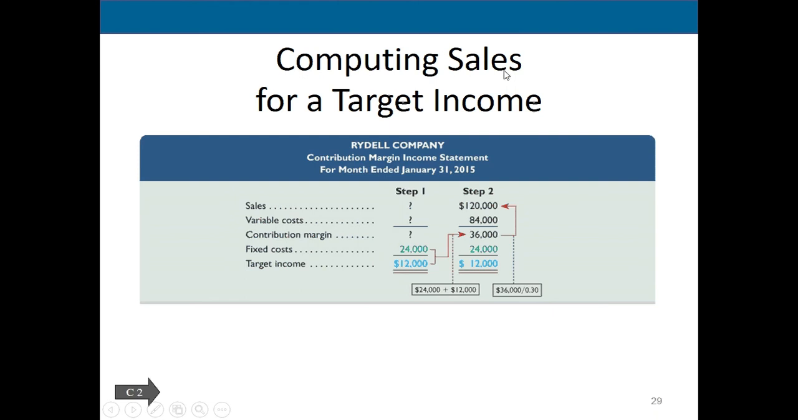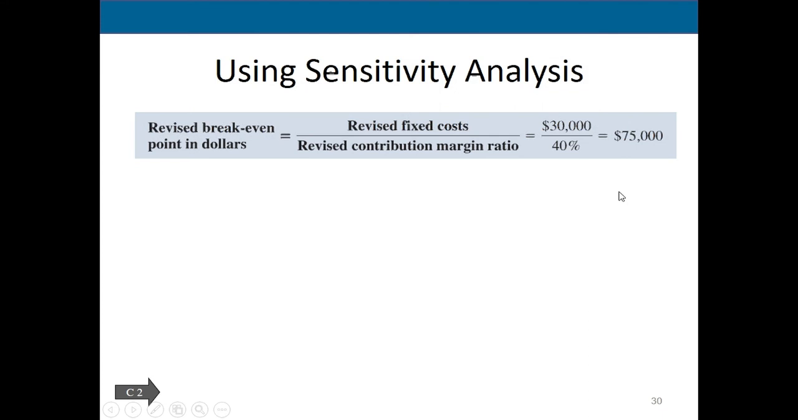So this is just computing sales for a target income. This just shows you how that ends up working out and the fact that it works that way. Why? Because once you do that additional $12,000, you change the number of units and it still works out the same way.